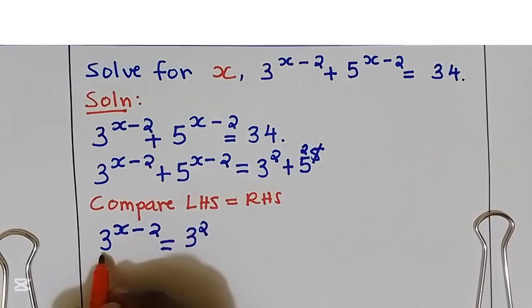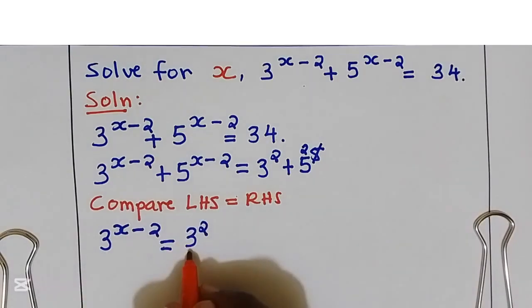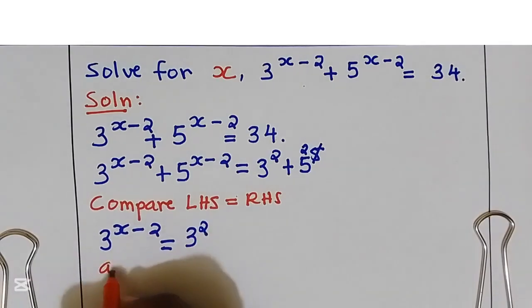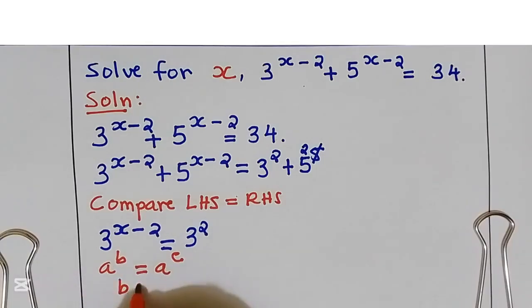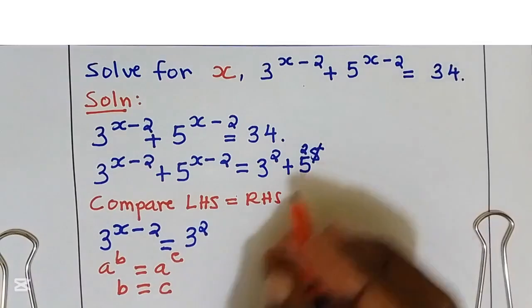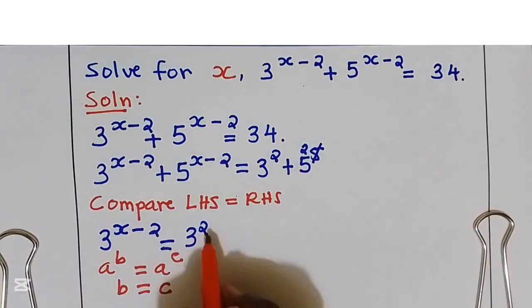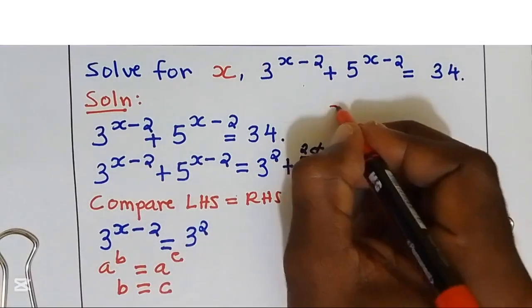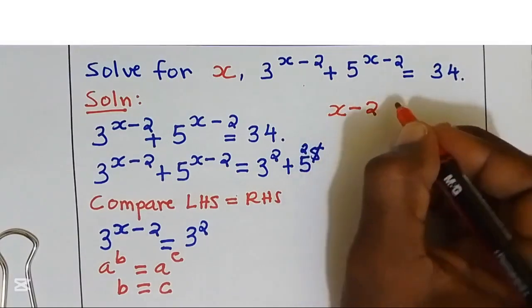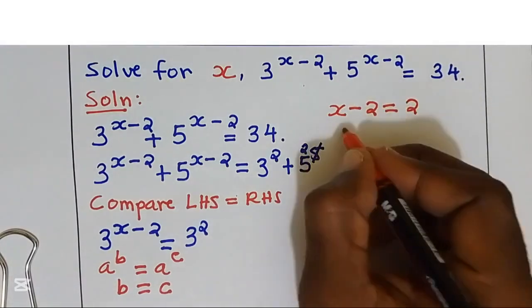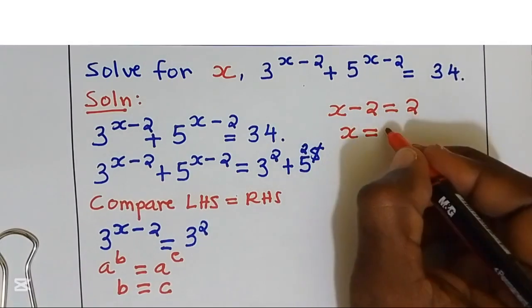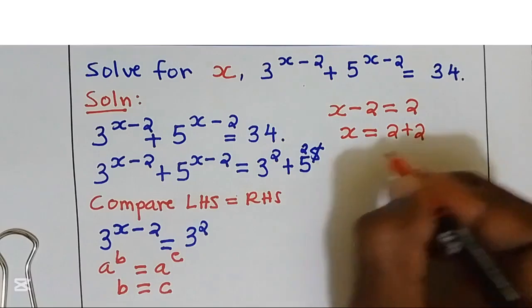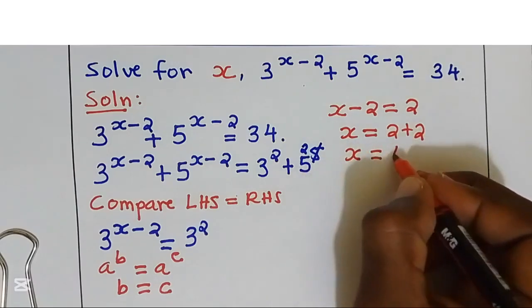I have a base of 3 on the left hand side and a base of 3 on the right hand side. If a^b is equal to a^c, then b is equal to c. For that case, x minus 2 is equal to 2. Now x is equal to, I'm going to add 2 to both sides, 2 plus 2. I get x is equal to 4.